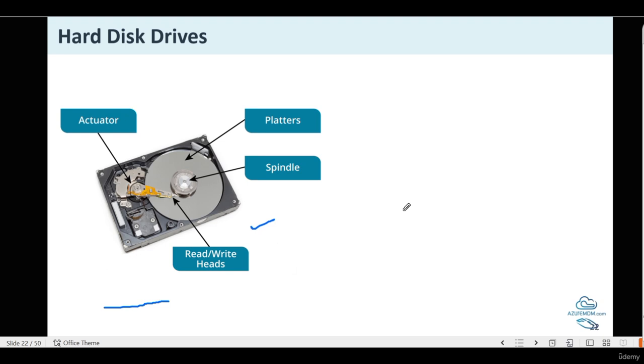HDDs are slower than SSDs, but offer more storage space for less money, making them good for backups and large files. They come in common sizes like 3.5 inches for desktop and 2.5 inches for laptop. Since they have moving parts, HDDs are more prone to damage from drops or shocks. They also use SATA connections, which limit their speed compared to SSDs. Despite being old tech, HDDs remain popular for bulk storage due to their affordability.